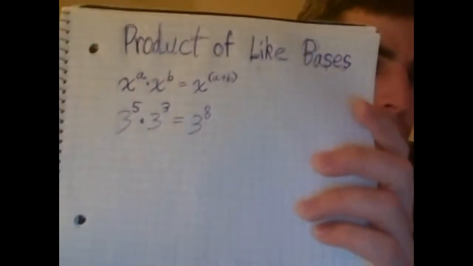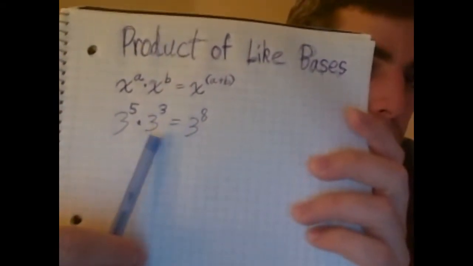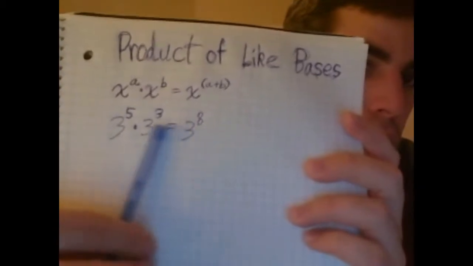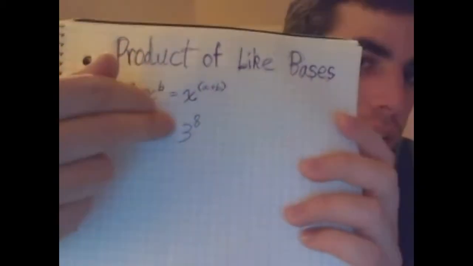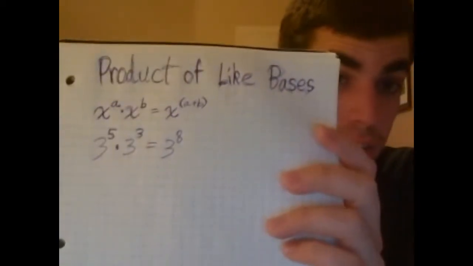Let's say we had 3 to the 5th times 3 to the 3rd. That would equal 3 to the 8th. Why? Because we just move this base over, we just move this 3 to the other side, and we add 5 plus 3, which gives us 8. Does that make sense?